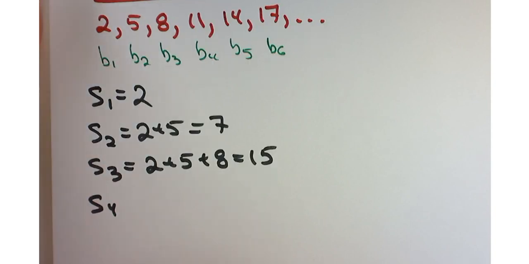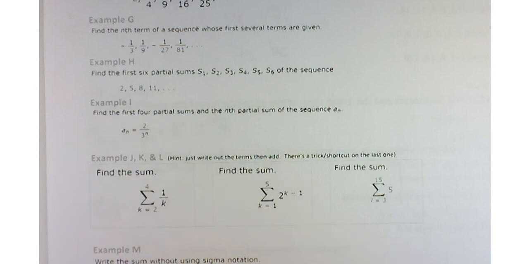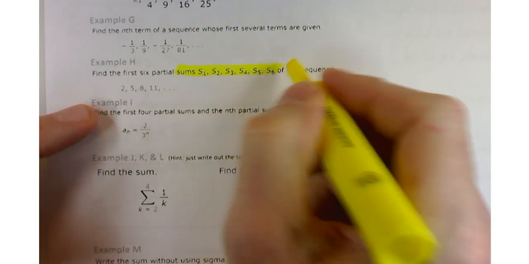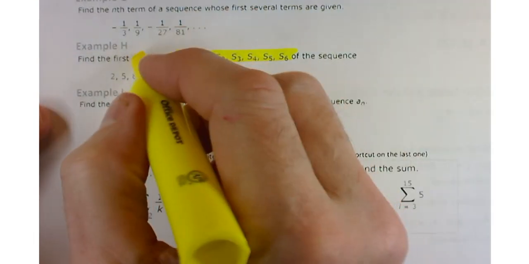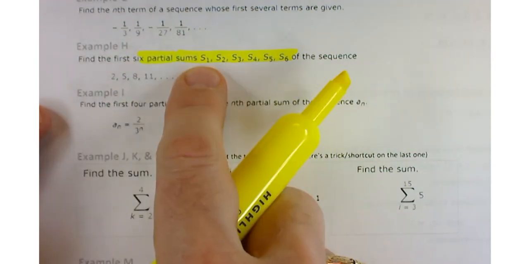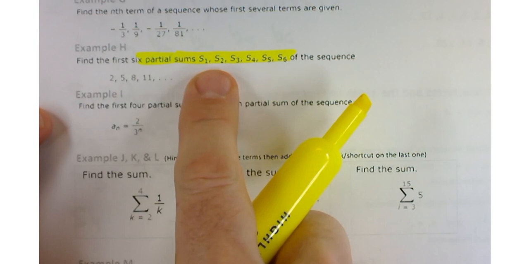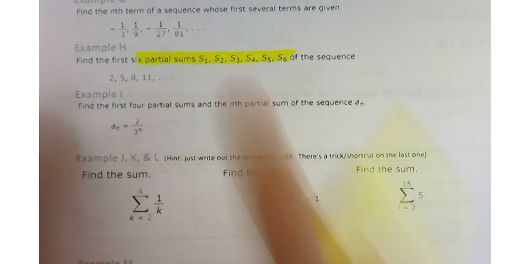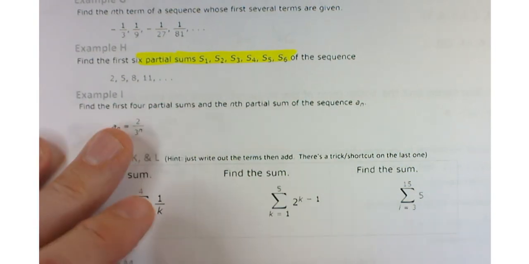Because you're asked to find what's called the sequence of partial sums. So that's this stuff right here. So you want to find the first 6 partial sums. So that's S sub 1 through S sub 6. And one at a time, you're going to be adding up the first one, and then the first 2, then the first 3, and so on in terms of this sequence. So that's what the problem is asking for, which is why we're doing it.